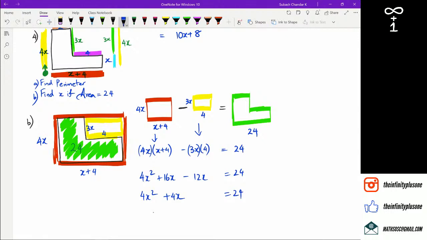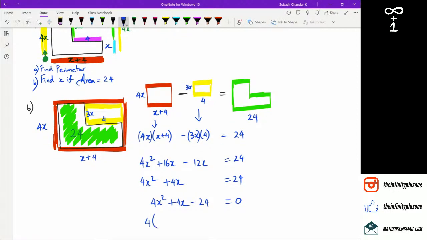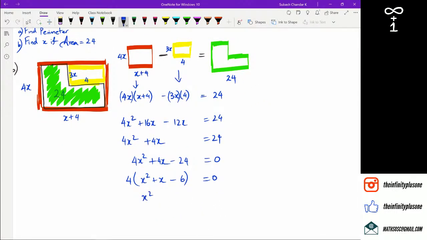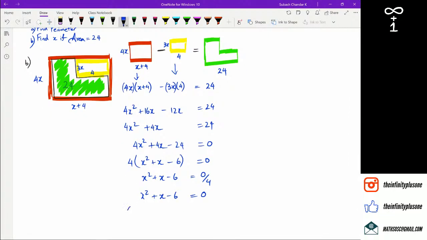So next we've got 4x squared plus 4x minus 24 equals 0. We can now see that 4 is a common factor, so we can take it out. So we get x squared plus x minus 6 equals 0. Then 4 goes to the other side, which means 0 divided by 4 is 0. And what we have is x squared plus x minus 6 is equal to 0. As I said before, this was a nice question, so I wouldn't actually put this at E level because our quadratic was quite simple.